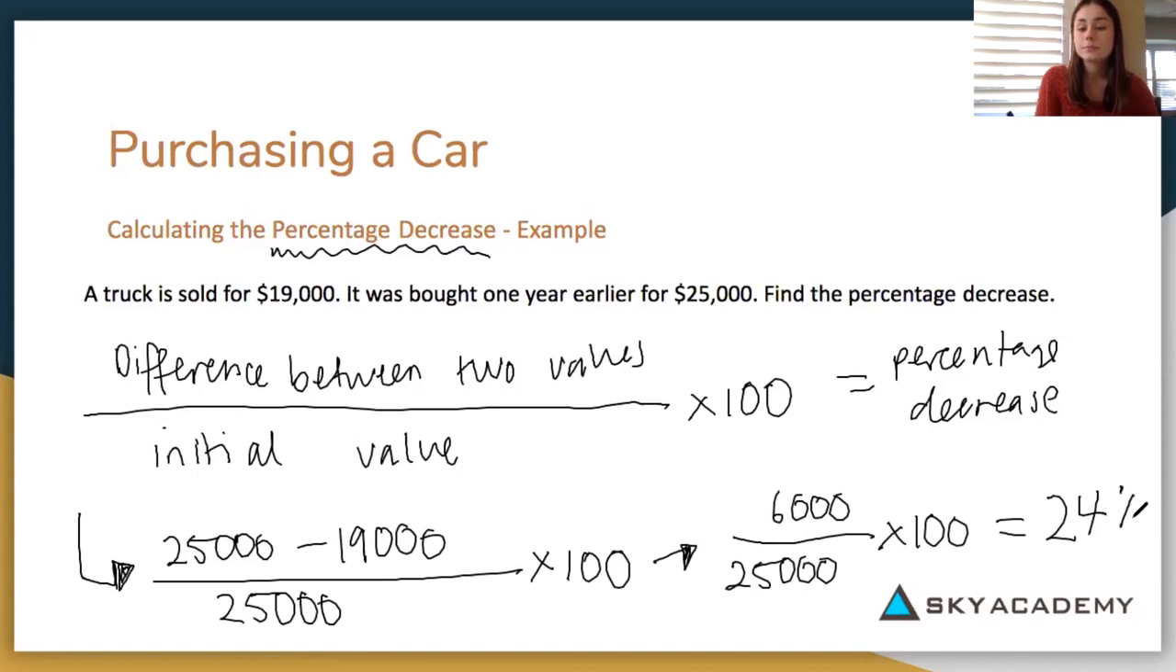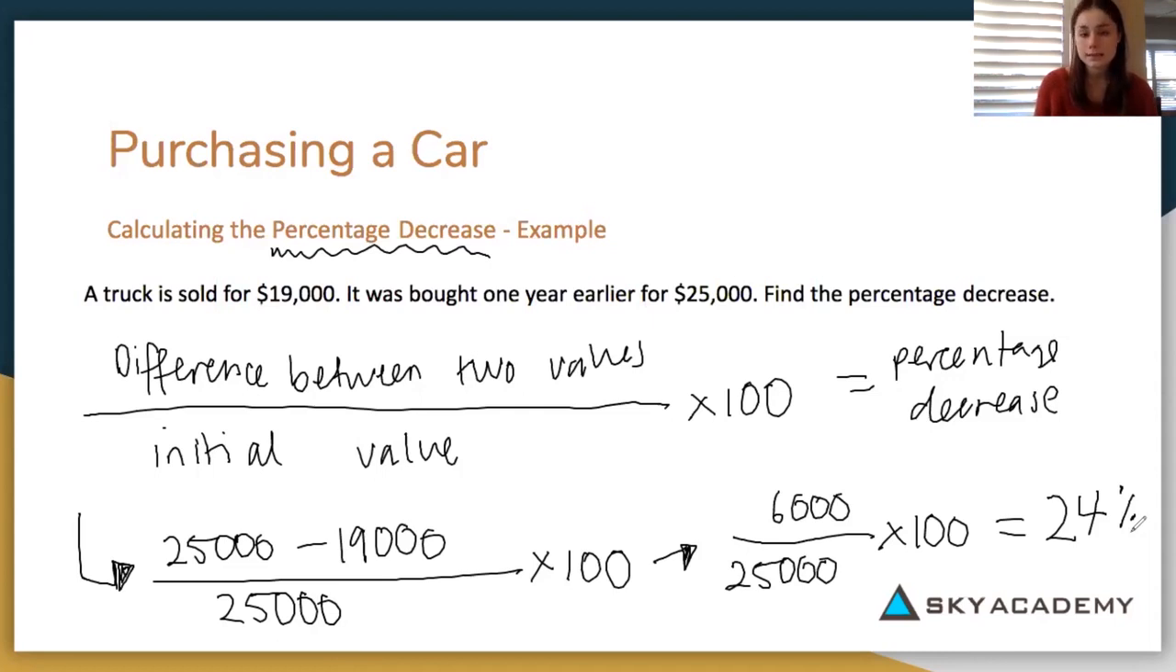So a car will almost always be a percentage decrease. The only way it will be a percentage increase is if it's a vintage car that was purchased many years ago in the 1900s for $200, and now it's sold as a vintage car to go in museums or something for $2,000. So then there'll be a percentage increase. But 99% of the time, it will always be a percentage decrease because a car is a decreasing asset.